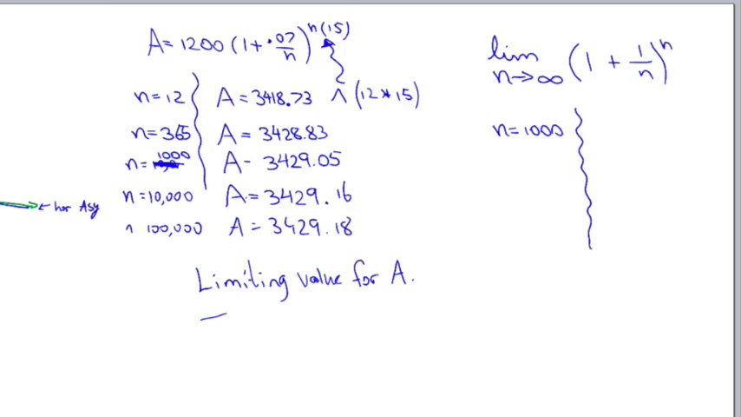I have 2.71, keep going, 6, 9, 6, 9, 2, 3, 9, 3, 2. I need more decimals, just so I can show you what's kind of cool about this. So that's n equals 1,000. n equals 10,000.